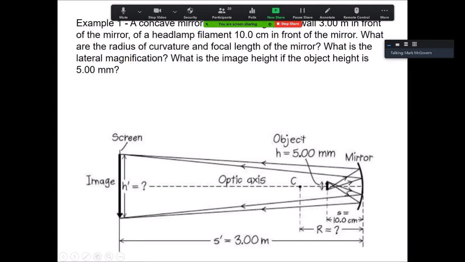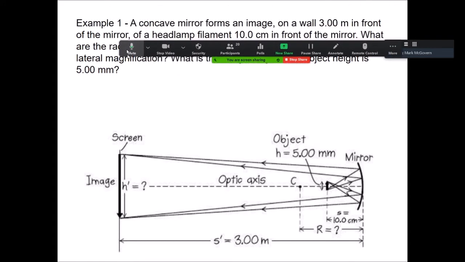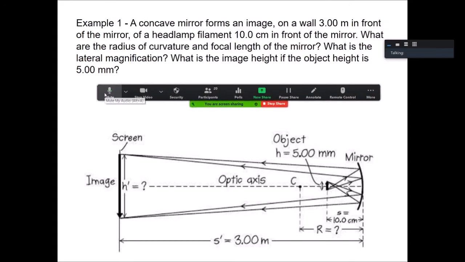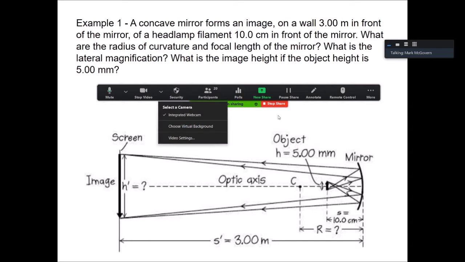All right, let's do it. So this example: a concave mirror forms an image on a wall 3 meters in front of the mirror, of a headlamp filament 10 centimeters in front of the mirror. Right here we have our filament.